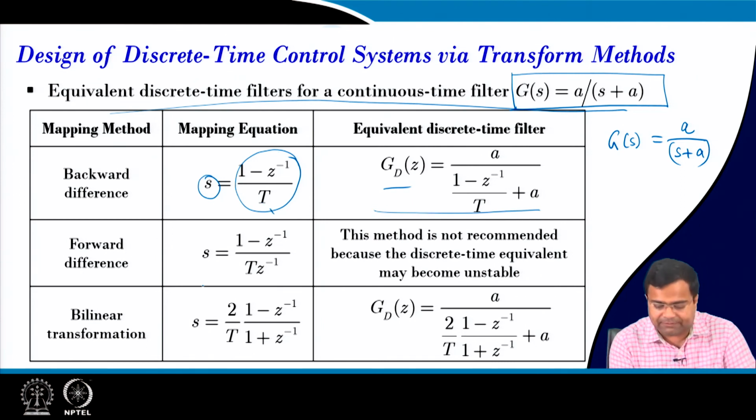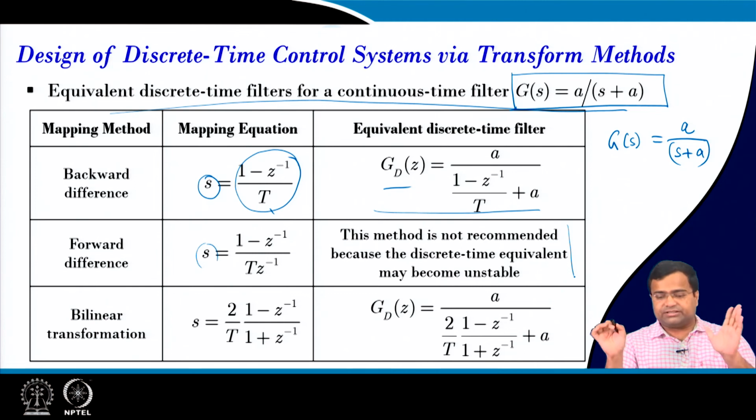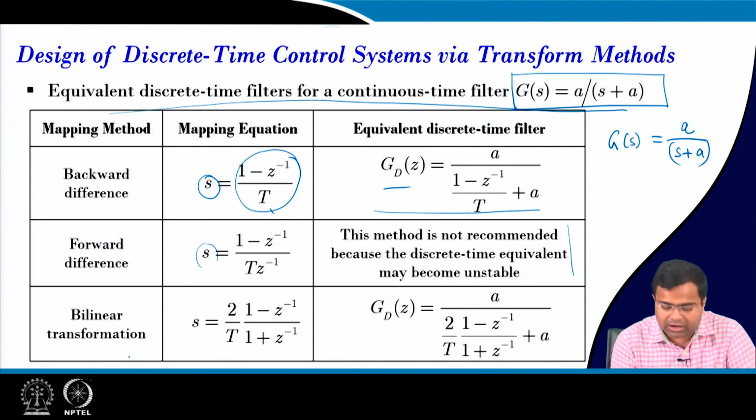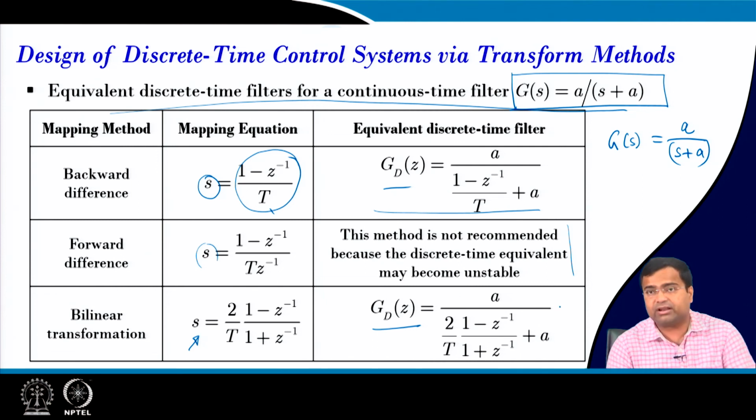If you use forward difference, then we replace S equal to this, but this method is not recommended because it may lead to an unstable system. That's why we are not writing the Z domain expression. Or you can use bilinear transformation, where you can get the Z-domain expression G(z) by simplifying this expression.